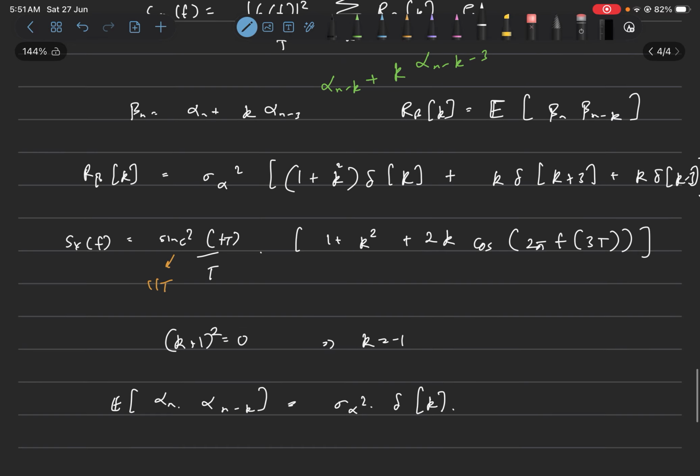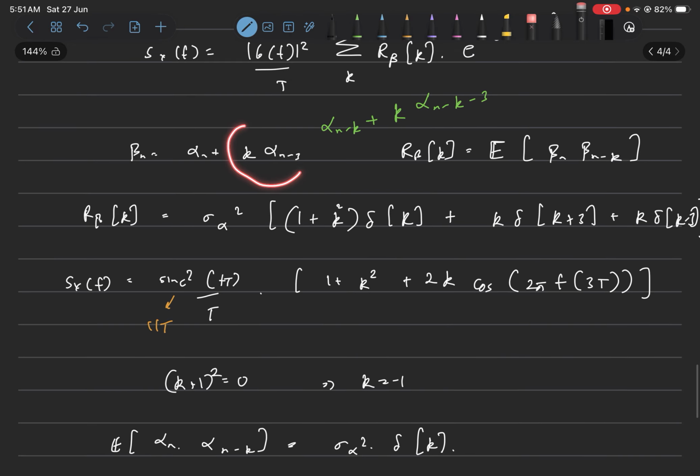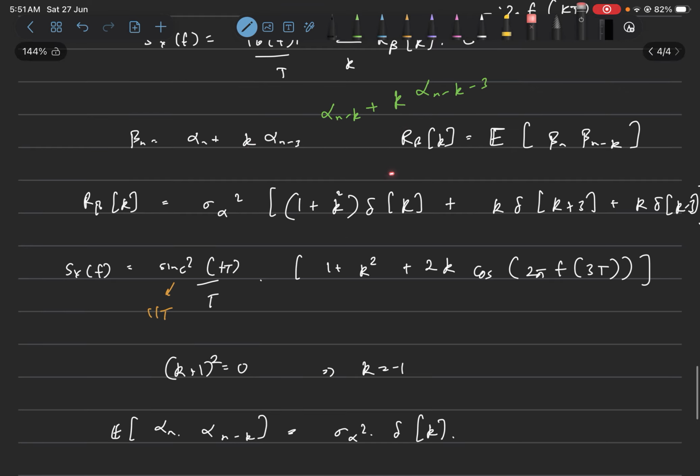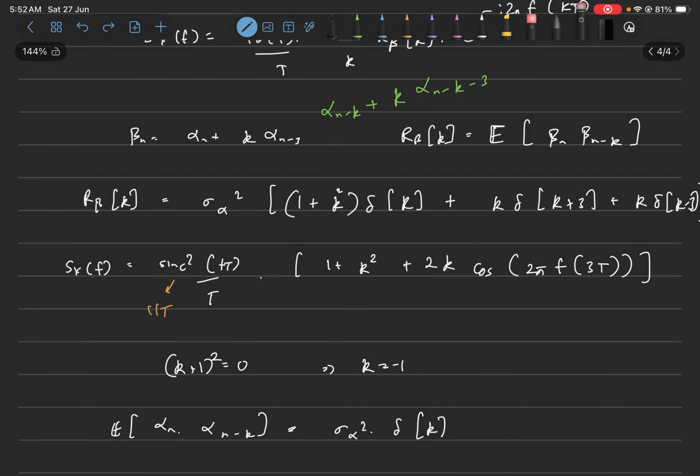Similarly, for this and this, the delay is k, and we'll have k square, so 1 plus k square with the same delay as k. This with this has a delay of k plus 3, so k times delta of k plus 3. Sigma alpha square is common, and this along with this has a delay of k minus 3, so k times delta of k minus 3.